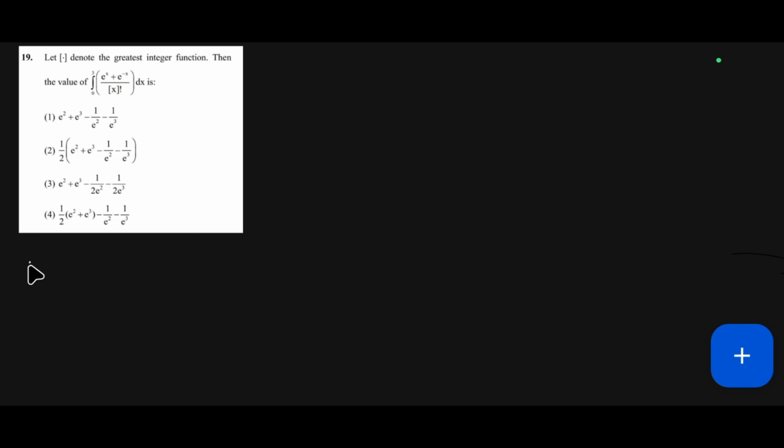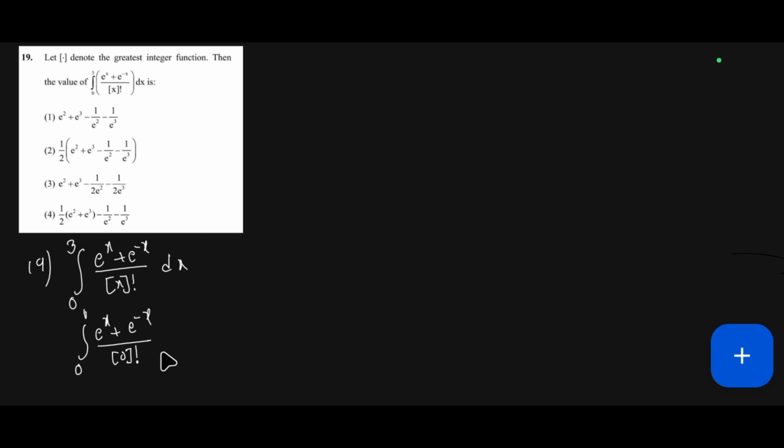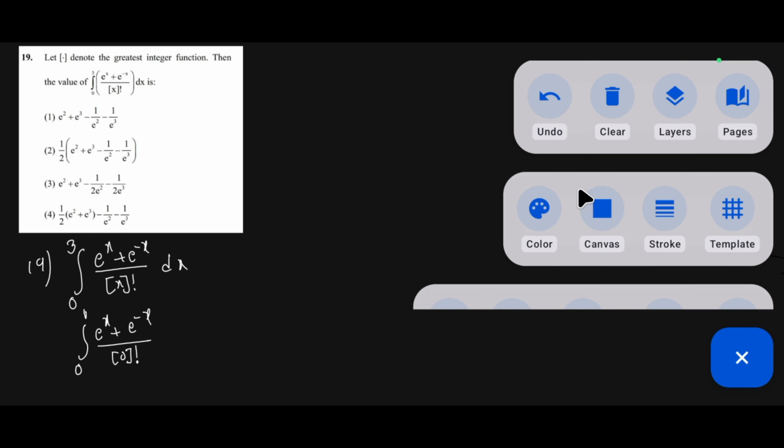Next, 19th problem. Look here: the integral from 0 to 3 of (e power x plus e power minus x) by mod of x factorial dx. Here x factorial changes at every integer. So break it at every integer: 0 to 1, e power x plus e power minus x by the step of 0 factorial. For 0 point something, it is 0, so no need of the step also.